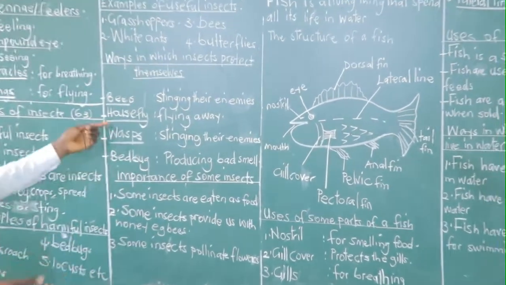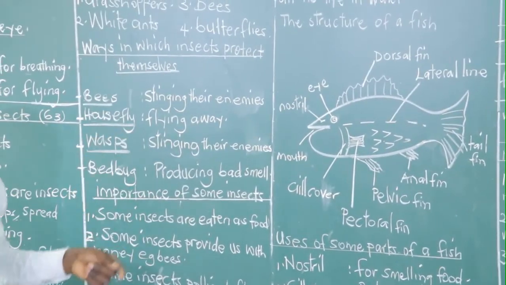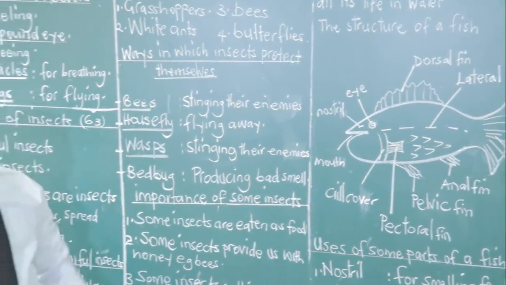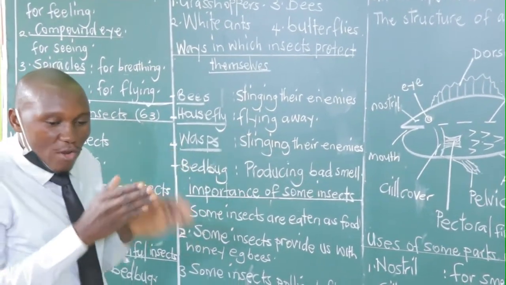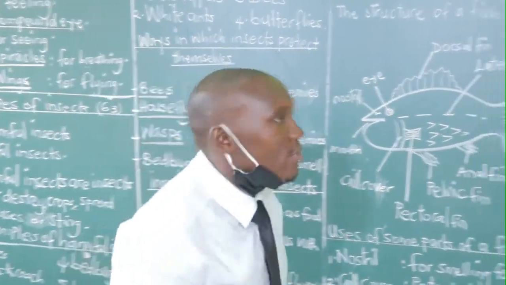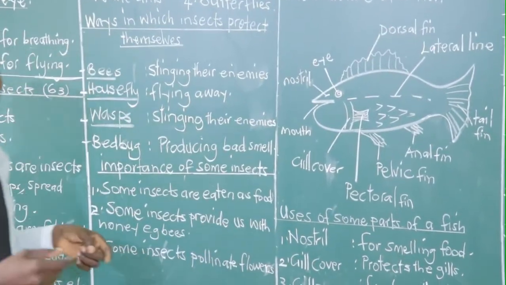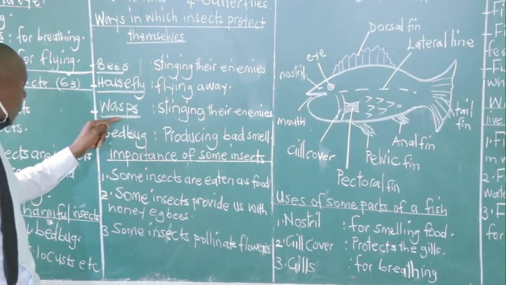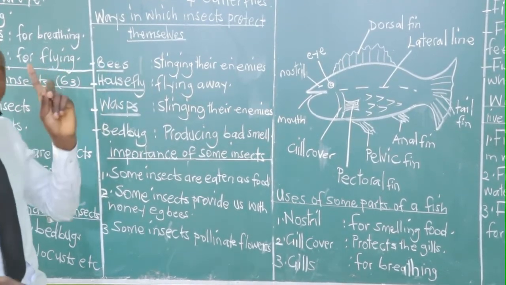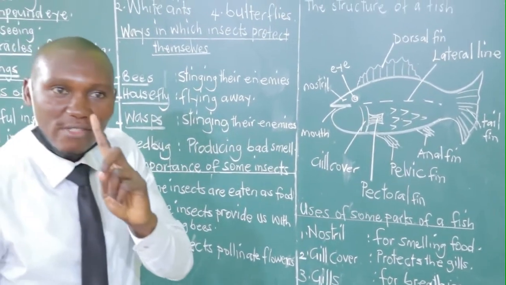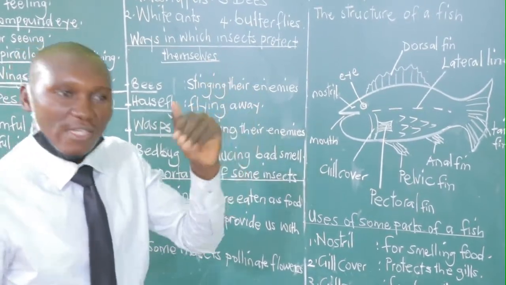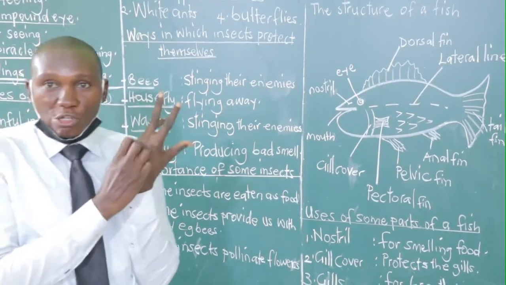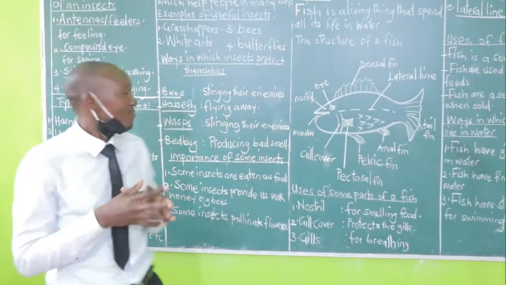Next, we have the housefly. It flies away because for it, that is its nature. When you immediately reach it, it goes away. It does not wait to be killed. Then we have wasps. Wasps and bees protect themselves in the same way. Stinging. When you disturb it, it stings you. Then you start scratching yourself as it is going away laughing.